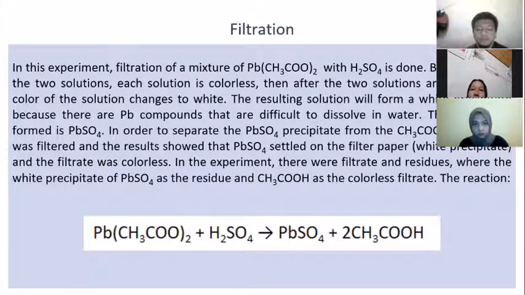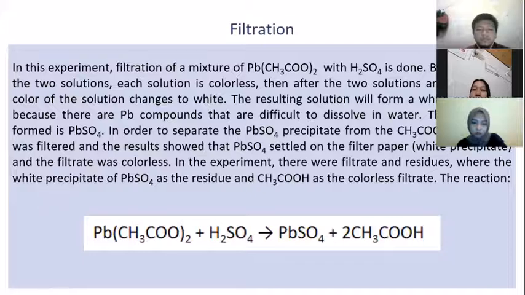Next is the filtration. In this experiment, filtration of a mixture of lead acetate with sulfuric acid is done. Before reacting the two solutions, each solution is colorless. Then, after the two solutions are reacted, the color of the solution changes to white. The resulting solution will form a white precipitate because there are lead compounds that are difficult to dissolve in water. The precipitate formed is lead sulfate.